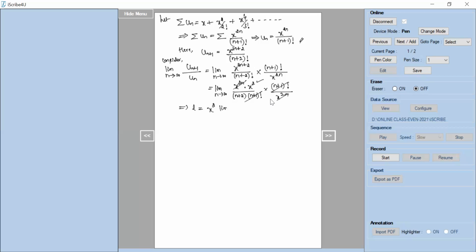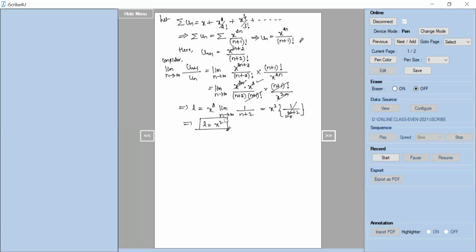So here I can write L equals, this x square is free from n, so it is x square into the limit as n tends to infinity of 1 by n plus 2. If I substitute the limit, it is x square into 1 by infinity plus 2. Infinity plus 2 is infinity, and 1 by infinity is 0. So this implies L equals x square. This shows that the convergence of this series depends on the value of x square.